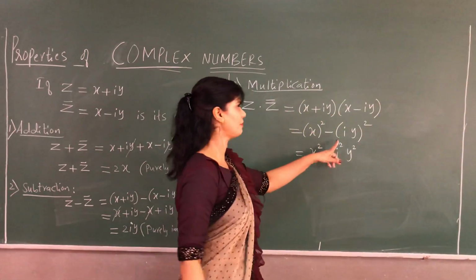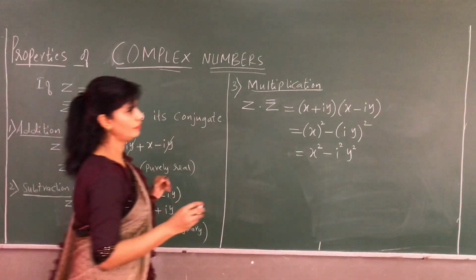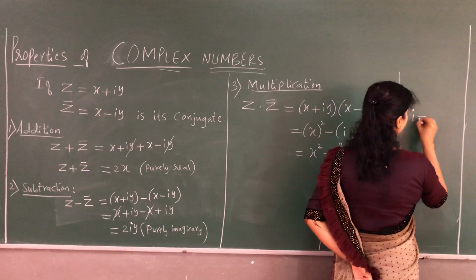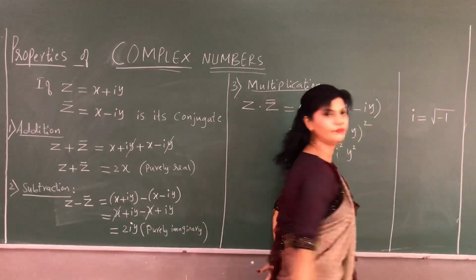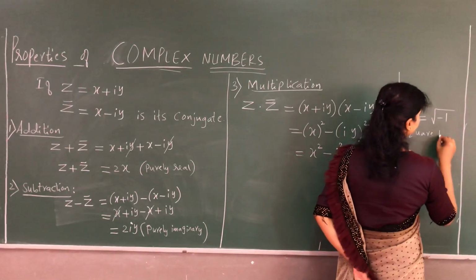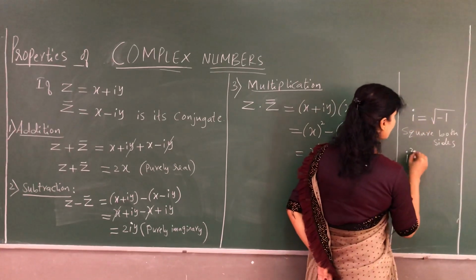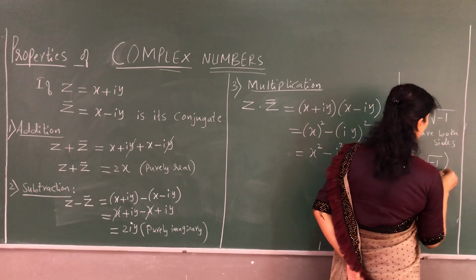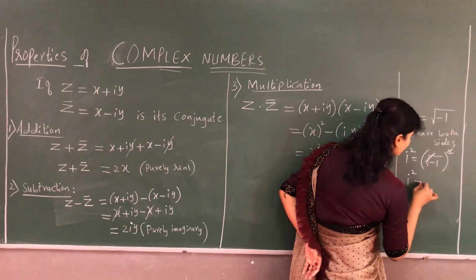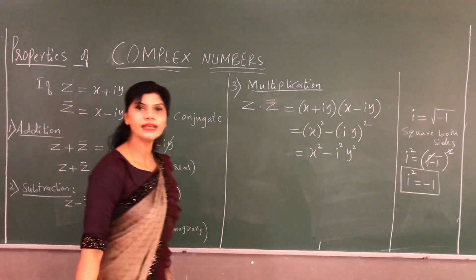Laws of indices I have applied. i square y square. And remember that the i square value is always minus 1. I told you all that the value of i is under root minus 1, children. Squaring both sides, we get i square is equal to root of minus 1 the whole square. Square gets cancelled with square root. Therefore, the i square value is minus 1.